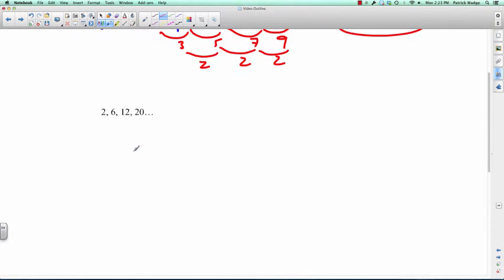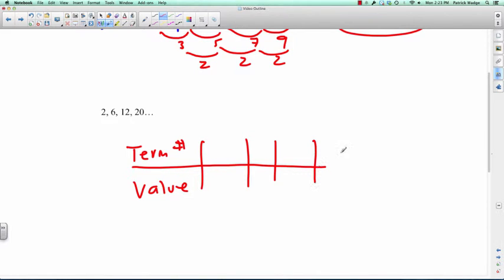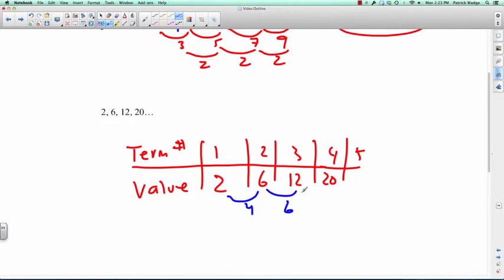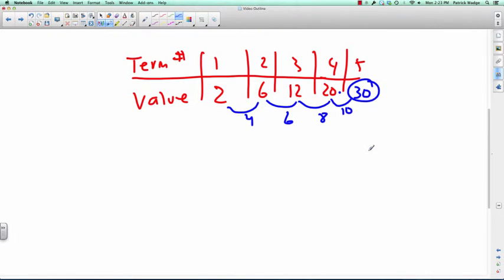Okay, here we go again. Term number and value. 1, 2, 3, 4, 5. The first number is 2, and then 6, and then 12, and then 20. We want to get the next number. So we go up by 4 here, we go up by 6 here, we go up by 8 here. You can probably figure out you go up by 10 here, so this number should be 30. To get the general term, again, we don't have the repeated addition here, but if we go one more layer, we do get repeated addition, which suggests that n squared might be part of the equation.